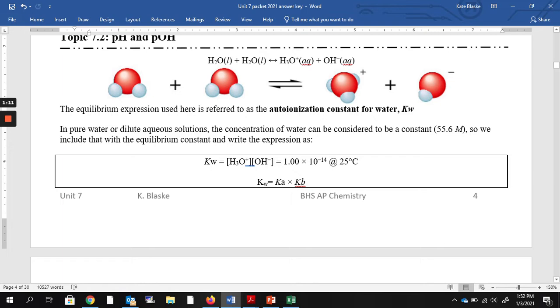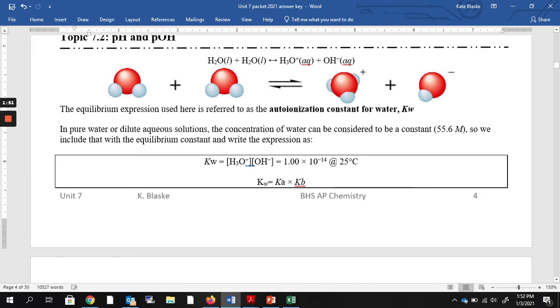ion. So at 25 degrees Celsius, which is about room temperature, if we take the concentration of hydronium ion and hydroxide ion in a sample of water, we get a value of 1 times 10 to the negative 14th. This is a constant value at 25 degrees Celsius, and pretty much we're only ever really going to talk about it at 25 degrees Celsius. And so we call this Kw, or the water equilibrium constant. Sometimes you'll see it called the autoionization constant for water. All of those things mean the same thing.